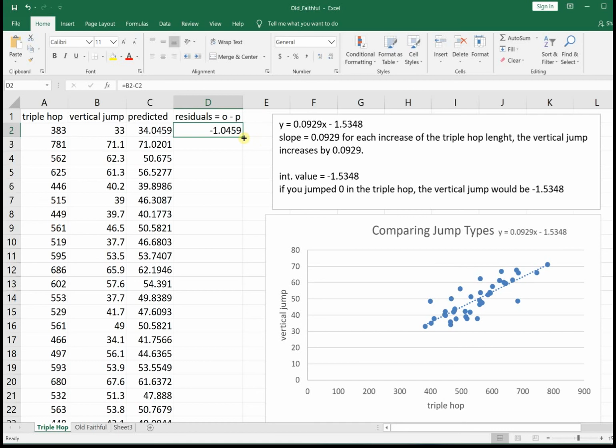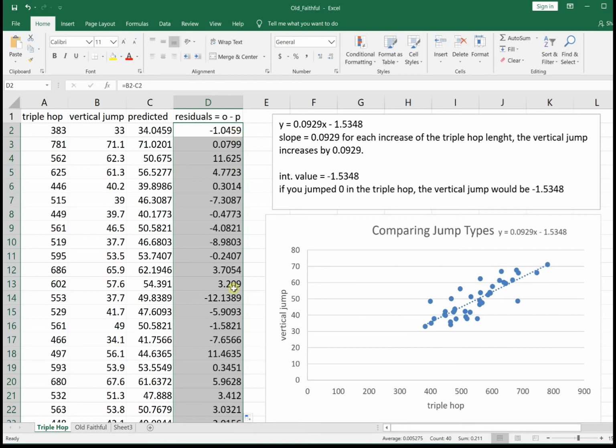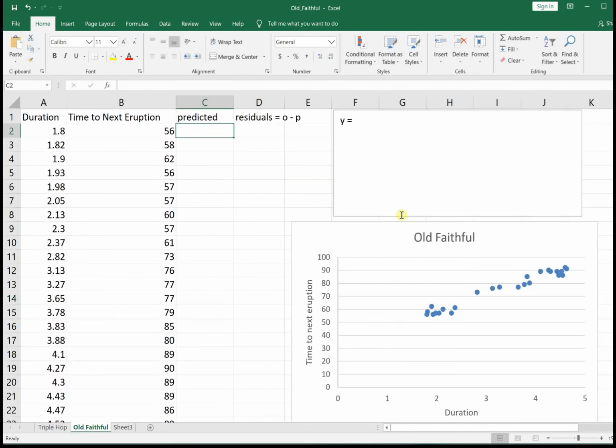And then again, we can click on that plus sign on the bottom right corner, either double-click or click and drag down, and get all of our residuals. So the smaller the residual, the closer the prediction was to the data point, the bigger the residual, the further away the prediction was. So let's do all that one more time with Old Faithful.